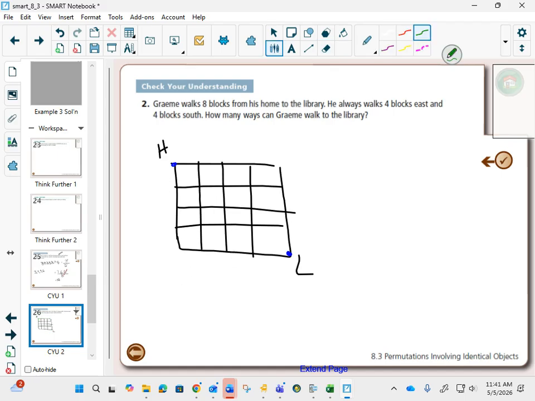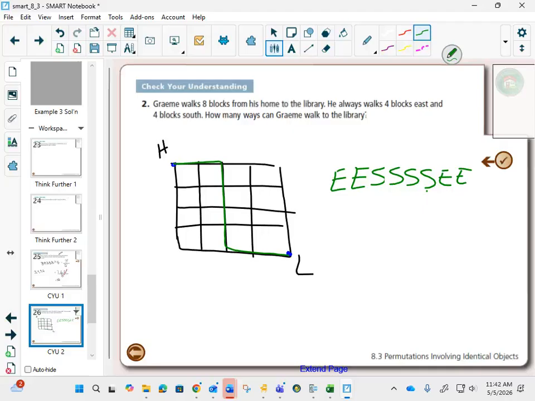But if we consider he walks 4 blocks, I think this is the easiest way to get it. How can I represent this? He would have to go east, east, south, south, south, south, east, east. Easy. Perfect. That is an easy way to get there. Now that's one way. Can you see this is an identical objects question? Because each path that's different is going to rearrange those letters. He has to go south 4 times. He has to go east 4 times.